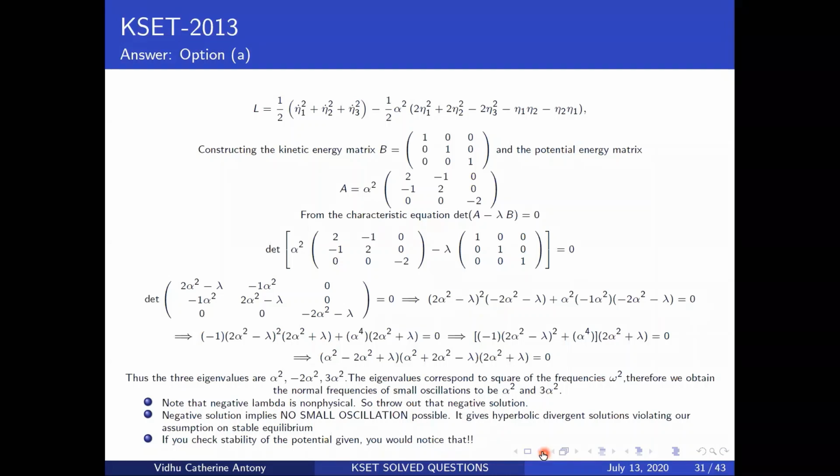Now there's a small exercise that you can do. You can check the stability of the potential. How can you do that? You can differentiate your V naught. Your V naught is basically this. You can differentiate the potential and set it equal to 0. Then you can check your equilibrium condition. So you can check the stability of your potential.